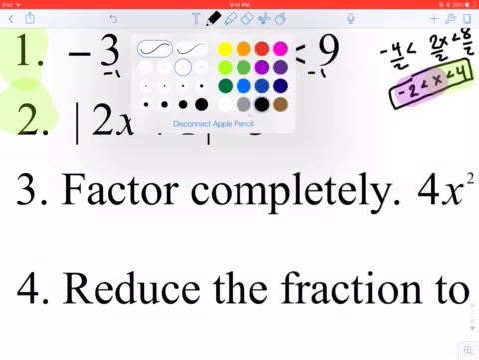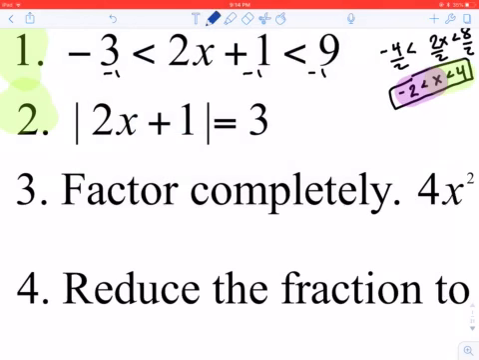When you solve number 2, if the absolute value could equal 3, that means that this 2x plus 1 either equaled 3 or it was negative 3. So as soon as our absolute value is by itself, we split it and we solve those two separate equations. So 2x equals 2 and x equals 1. 2x equals negative 4 and x equals negative 2.